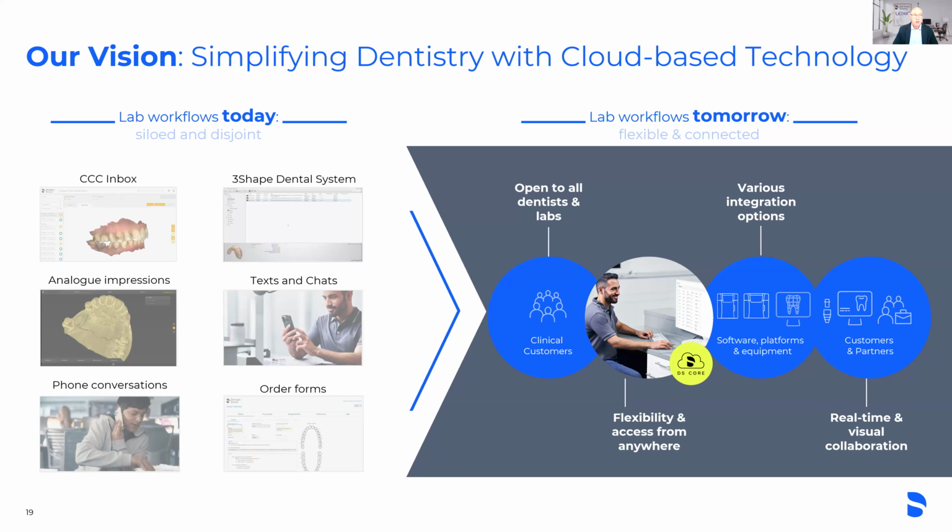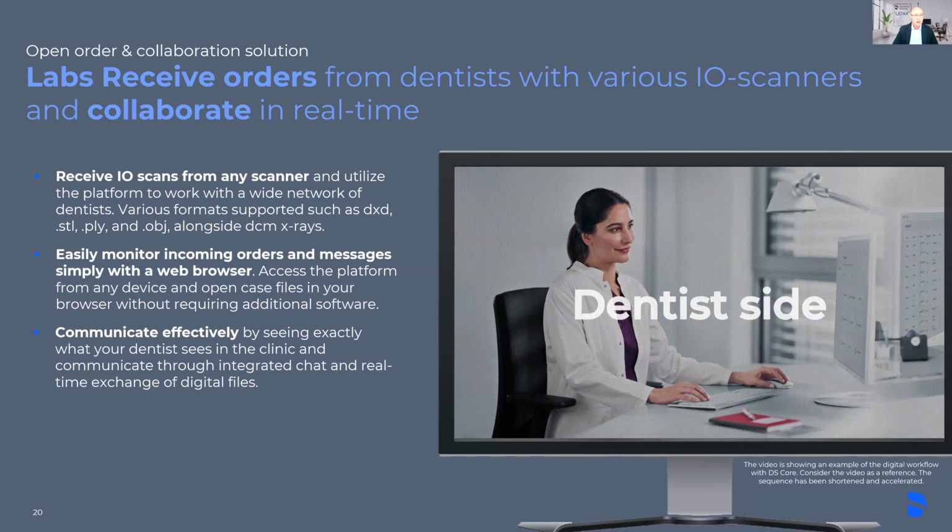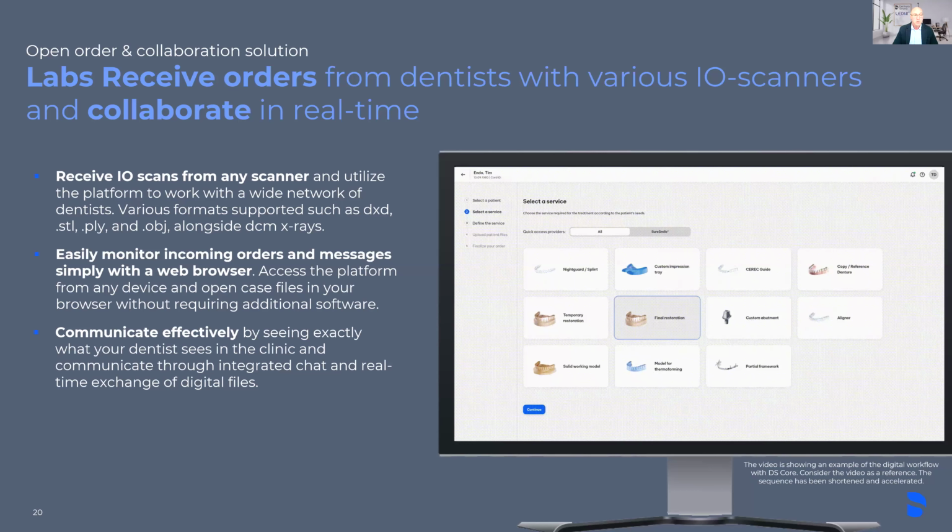So with analog impressions, you're receiving from your various IO scanners, and then I'll get to the analog impressions and what they can do with those.